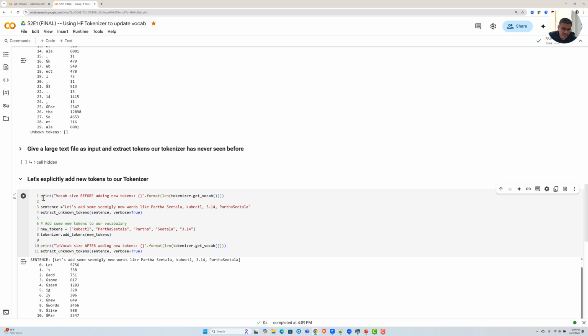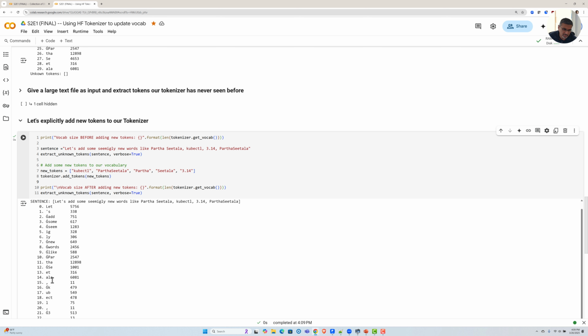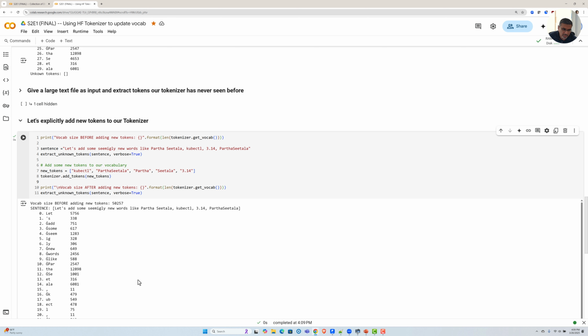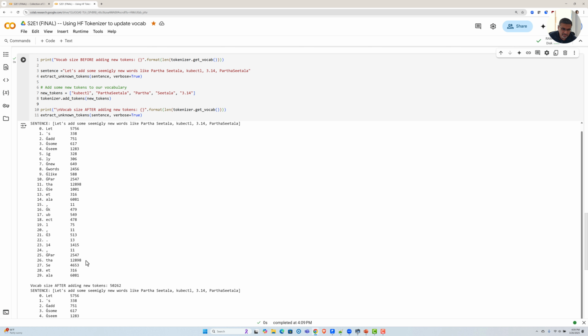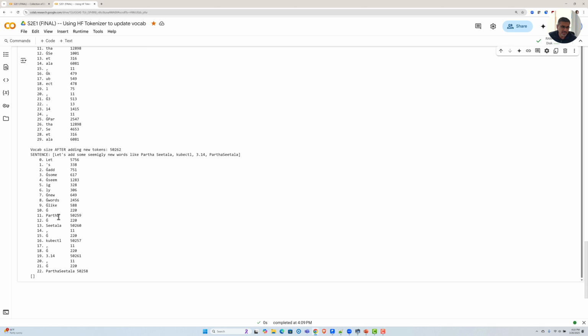So the first thing I'm doing is printing before I add. As you can see, Partha Sitala is split like this. Kubekattle is split in an even more terrible way. K is its own subword, UB is another subword, and so on. But now, after adding these new tokens, you can see that Partha got added as it is, and a new ID has been assigned. Sitala is added as it is, another ID has been assigned. Kubekattle added, another ID has been assigned, and so on. So this is how you would use your Hugging Face tokenizer or other tokenizers too that we saw in the prior demo. Now let's go back to our presentation.